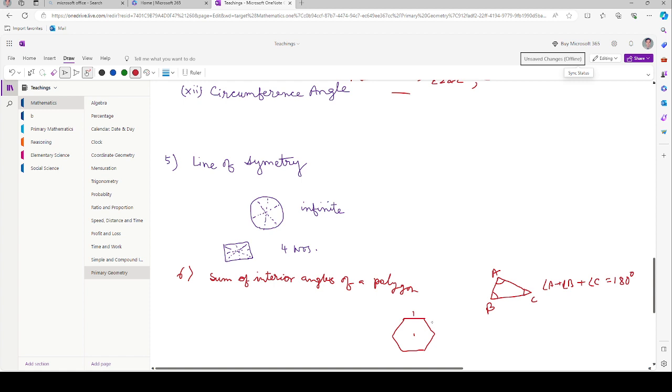There are six sides, that is why it is named a hexagon. This is the center point. If we add all vertices to the center point, then we will get six triangles.